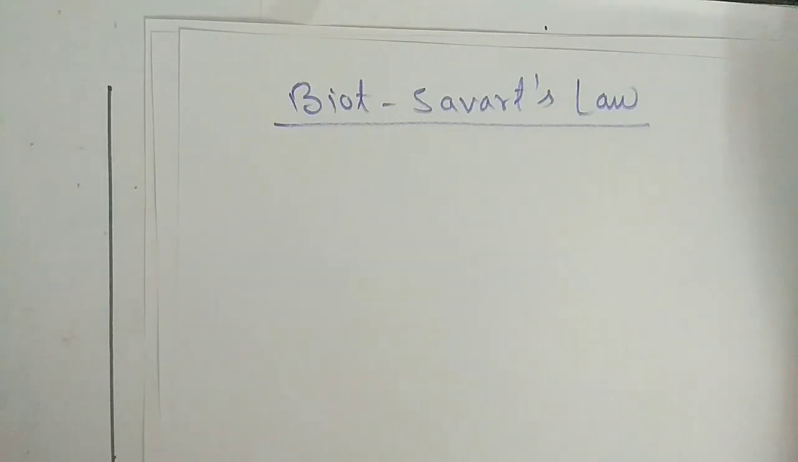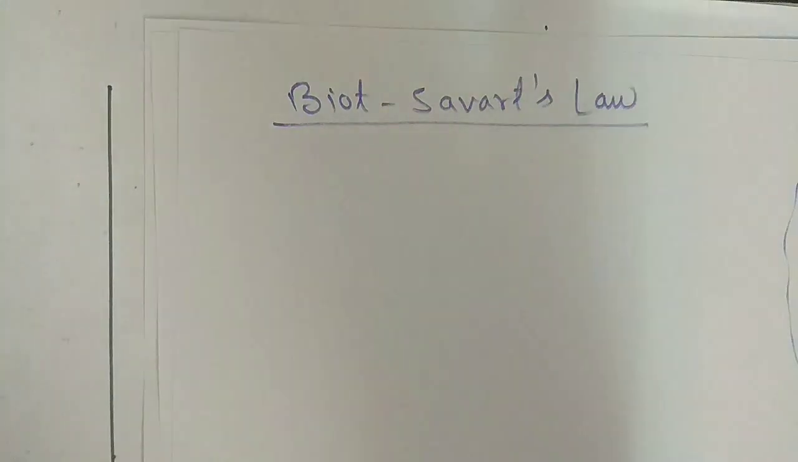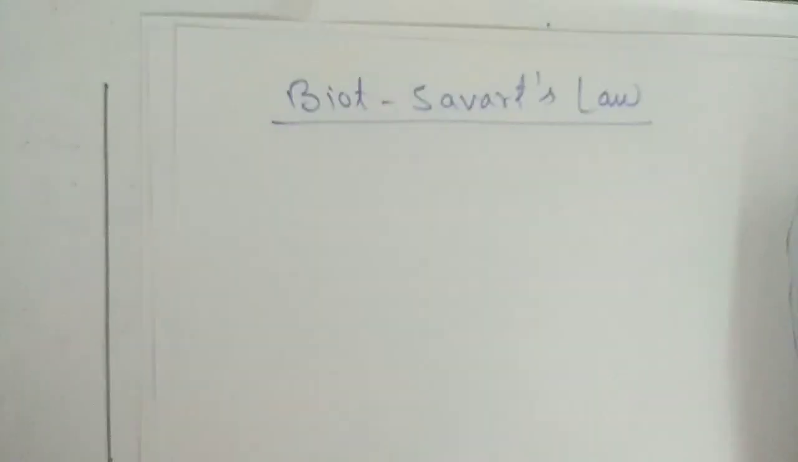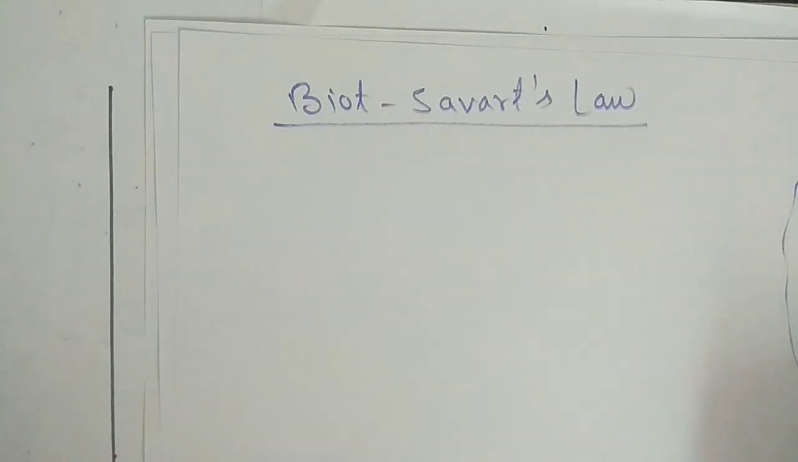Now suppose the magnetic field is produced around this current carrying wire. We don't know the length, it is of infinite length. So we are taking a small element, say dl, a small current element through which the current is passing.